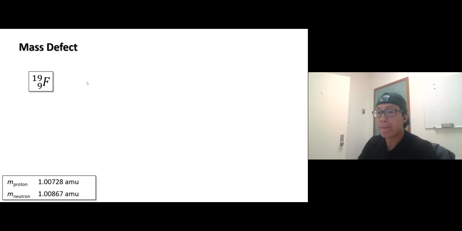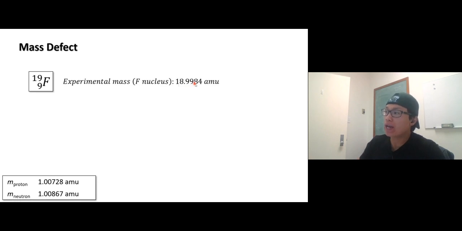To calculate and to compare the nuclear binding energy, I have to talk about mass defect first. All right. Let's say fluorine-19. Experimentally, we found that fluorine-19 weighed 18.9984 atomic mass units. Now let's do some calculation together.